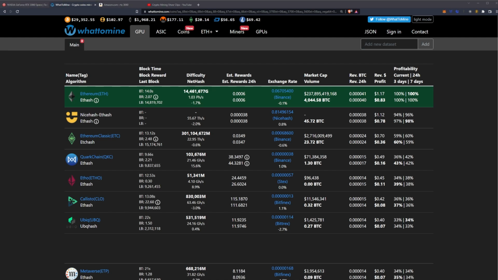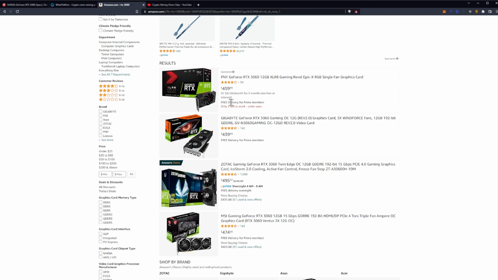Now, what this translates into is going to be a pretty hefty ROI, and that's based on the current Amazon pricing. The cheapest I can see on here is the GIGABYTE model, which is a 3-fan model at $440 US. And if we plug that into a calculator and calculate the ROI out, essentially what you are looking at is on Ethereum a 530-day ROI.